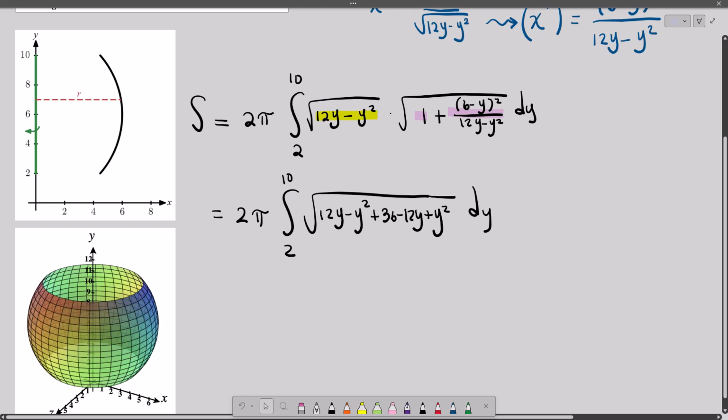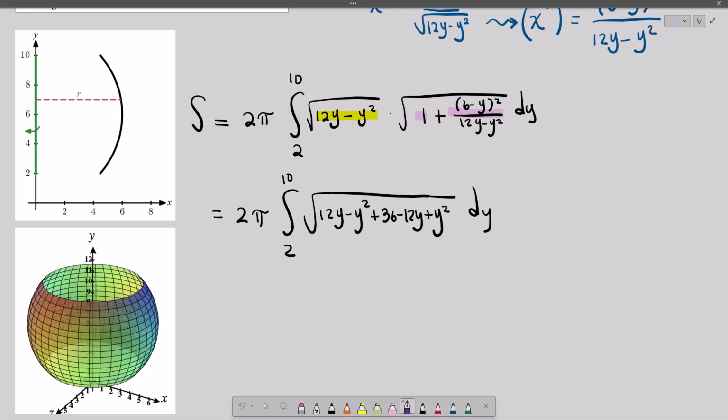And whoa, boy, do we get some cancellation. Positive 12y, negative 12y, those are going to cancel. Negative y squared, positive y squared, those are going to cancel. Square root of 36 is 6. So the 6 is going to come out to the front and give us 12 pi. So this is what we are left with. Square root of 36 is 6. 6 comes to the front, multiplying by the 2 to give 12. All we're left with is the integral of dy.